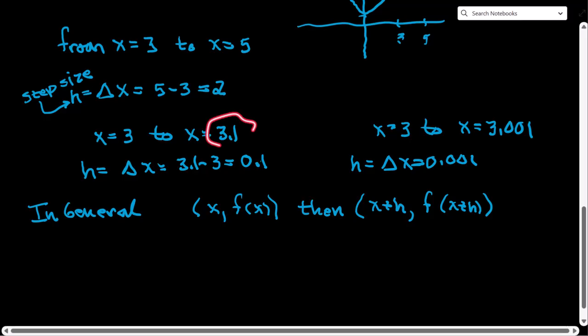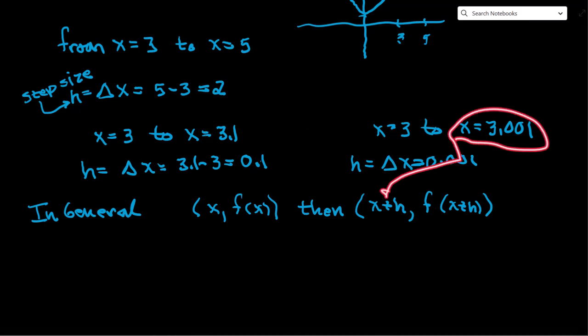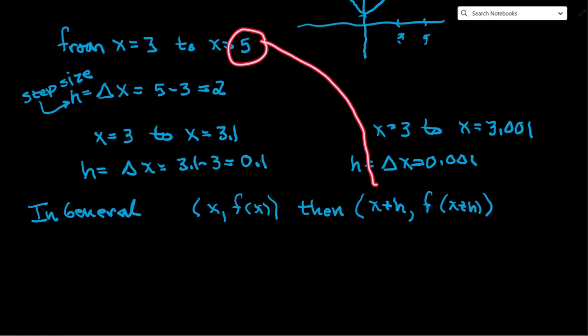It could have been up to 3.1. It could have been up to 3.001. It could have been up to 5. But in each case, the way that we get the y value is by taking whatever this new x value is and substituting it into the function.